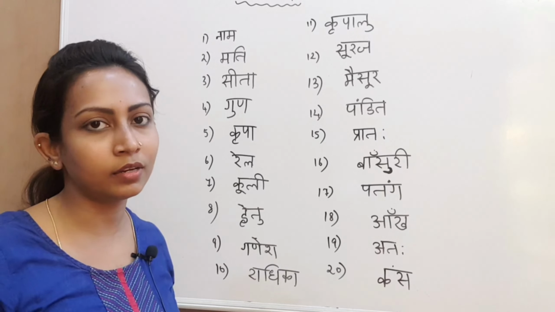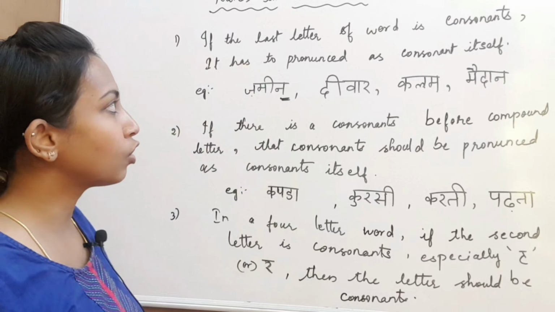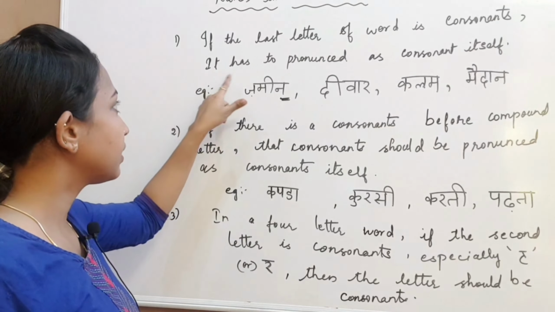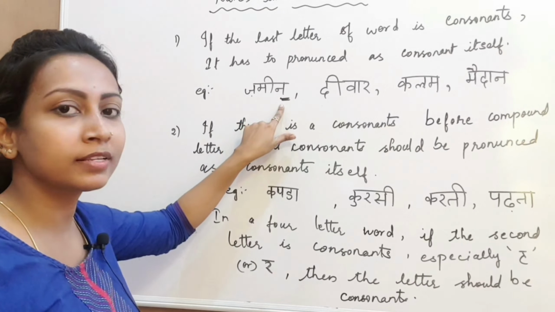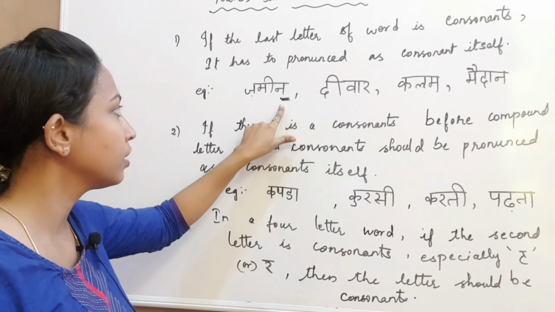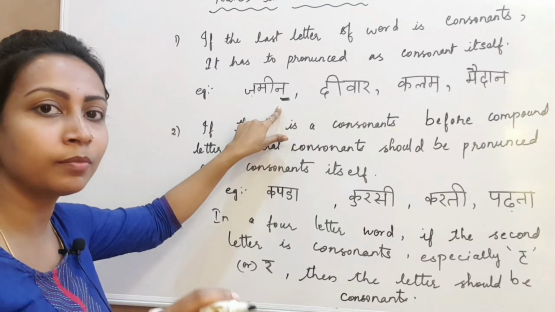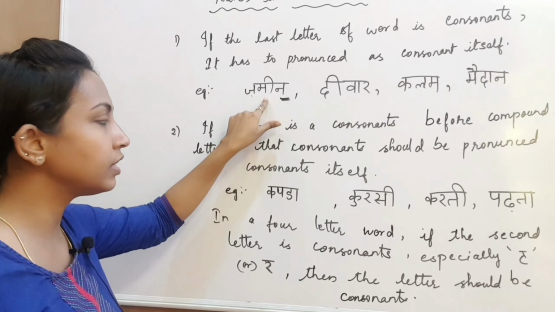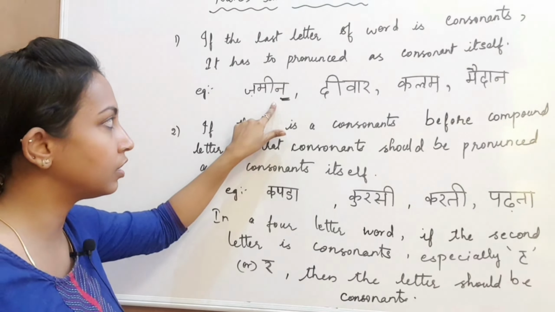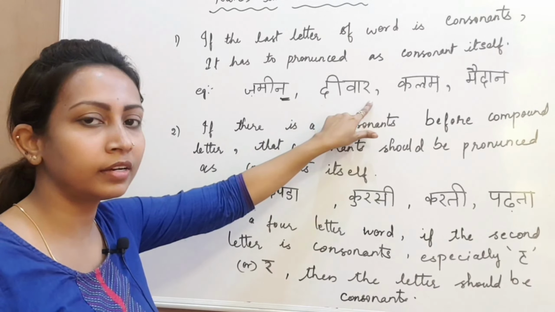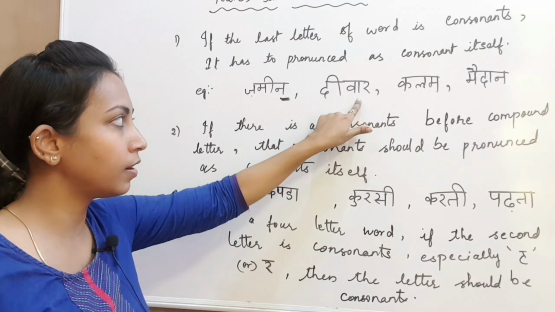Let's see some rules in pronunciation. The first rule is, if the last letter of the word is a consonant, it has to be pronounced as a consonant itself. So if the last letter has no vowel symbol, it is a consonant. Then how can we pronounce it? It should be pronounced in the same consonant sound. Ja, mi, na. Together we get jameen. Di, va, ra, divar.